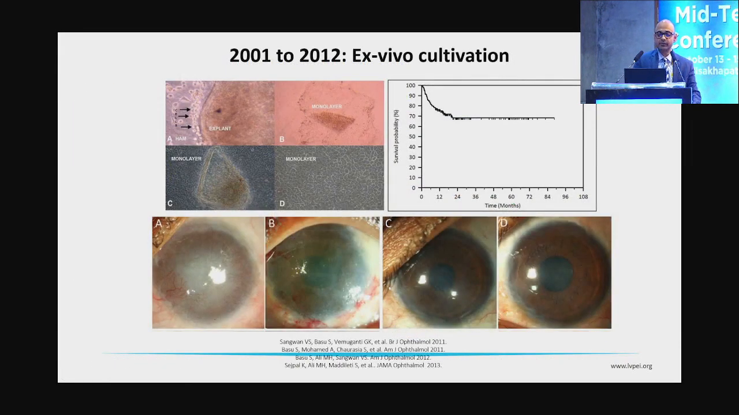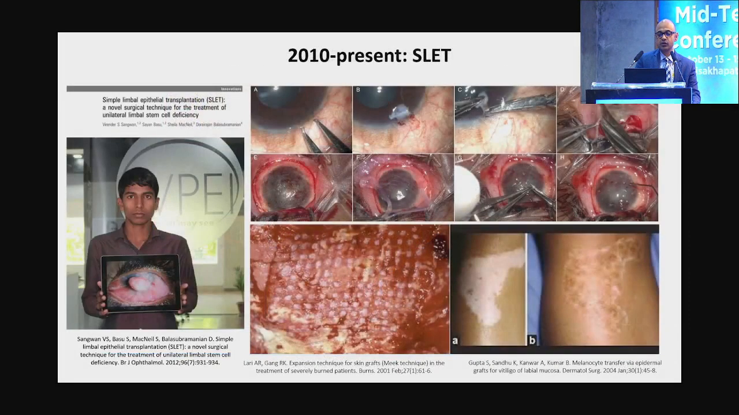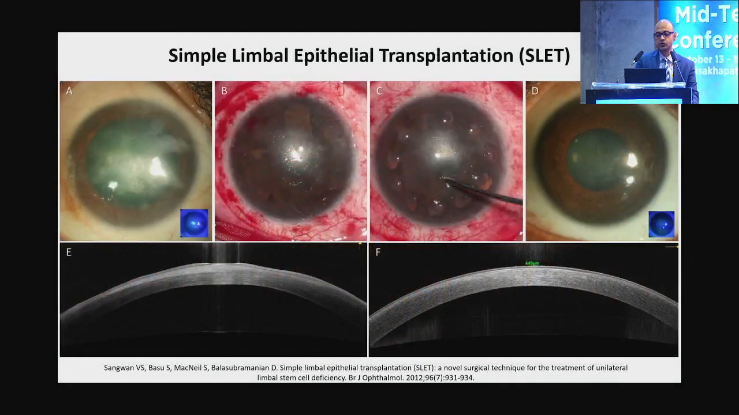For a long time, we were treating limbal stem cell deficiency with ex vivo cultivation, or a technique called cultivated limbal epithelial transplantation, which used to give very good results. But in about 2010, we shifted to this technique of simple limbal epithelial transplantation, which maybe many of you in the audience may also be performing for the treatment of LSCD, and this really revolutionized the way that we were treating patients with limbal stem cell deficiency, particularly ocular burns.